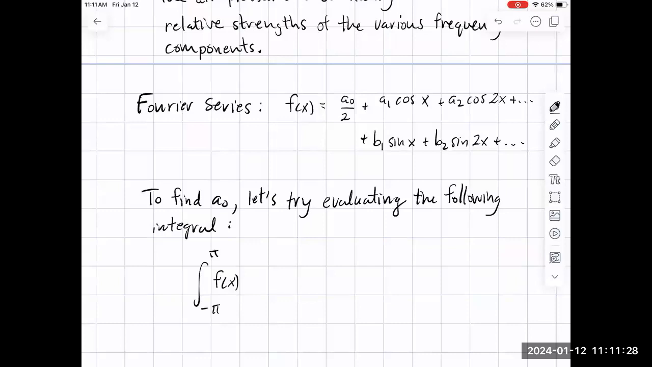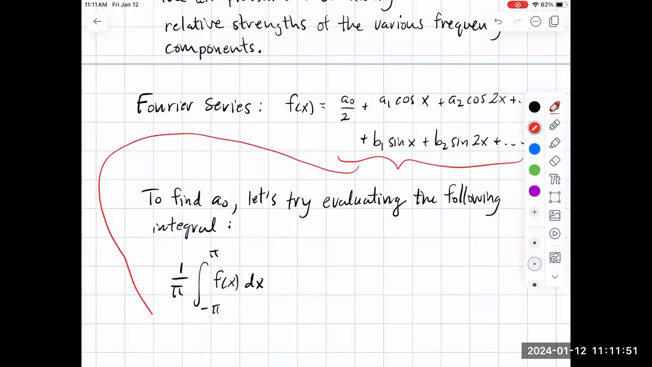And so in fact, the integral I'm going to look at is 1 over pi times the integral of minus pi to pi of f of x with respect to dx. And to evaluate this, we're going to take this long expression and sub it into this f of x, and we're going to see what we get when we do that. So this long expression goes into our f of x.